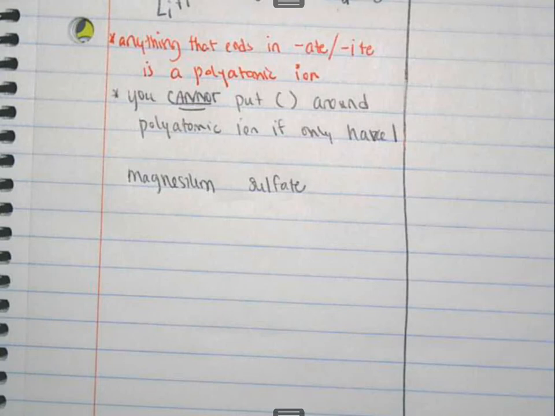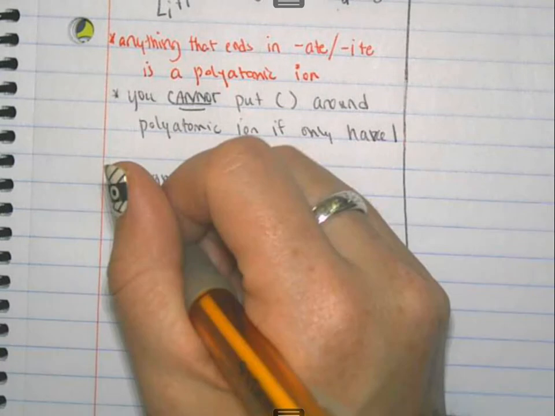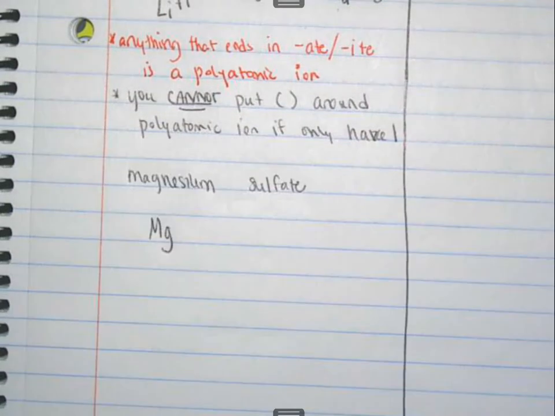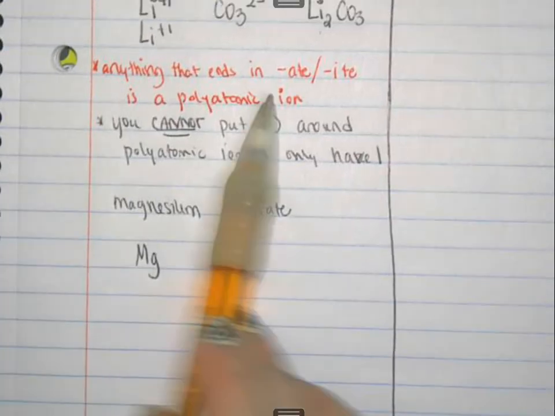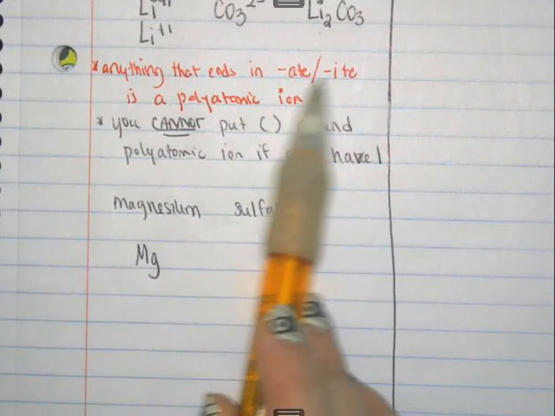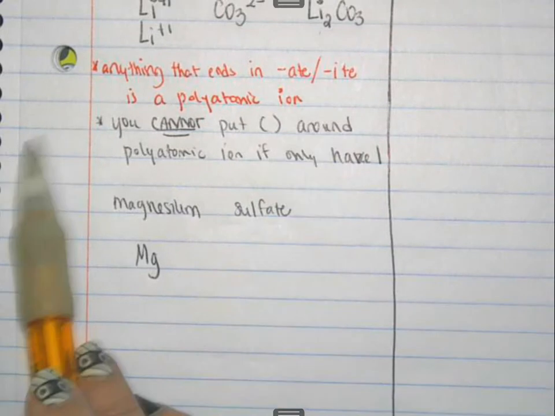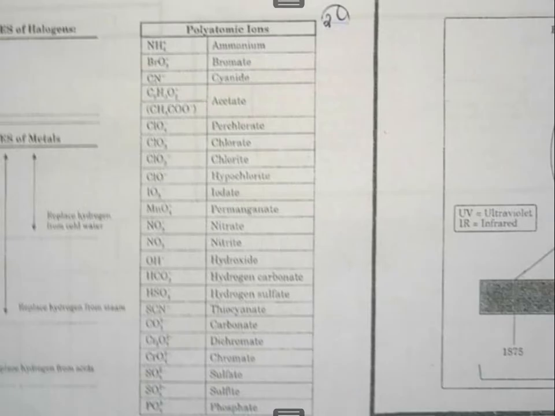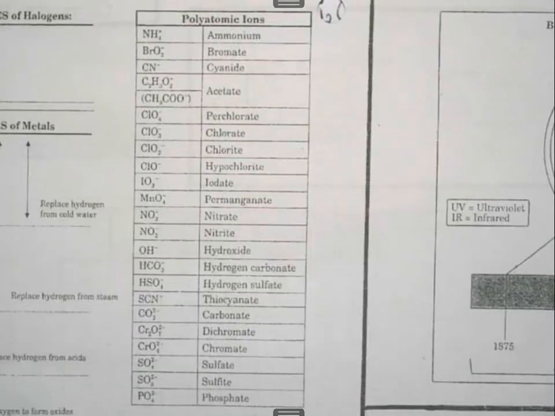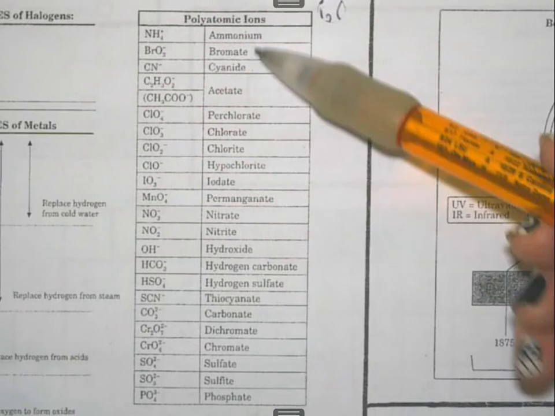Magnesium is what? Mg. And sulfate. I just told you right up here, we just finished writing in class, that anything that ends in ate or ite is a polyatomic ion. And what that should tell me to do is have a little visit with my reference table. So I go looking for sulfate. And remember, it's not alphabetical, so search the whole list. I see it down here at the bottom.